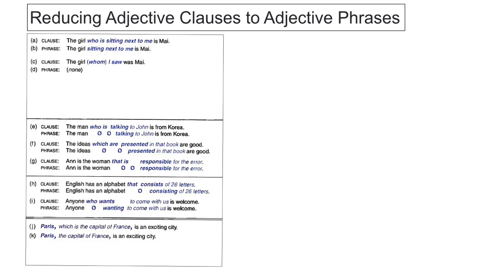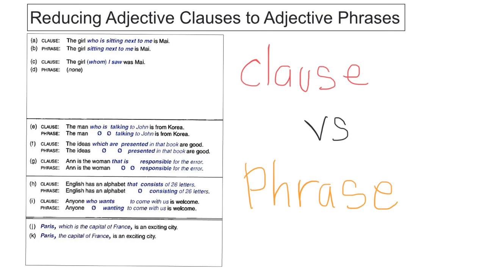Now it's about reducing adjective clauses to adjective phrases. Before we continue further, let us see the difference between a clause and a phrase. A clause is a group of related words that contains a subject and a verb, while a phrase is a group of related words that does not contain a subject and a verb. An adjective phrase is a reduction of an adjective clause. It modifies a noun. It does not contain a subject and a verb.